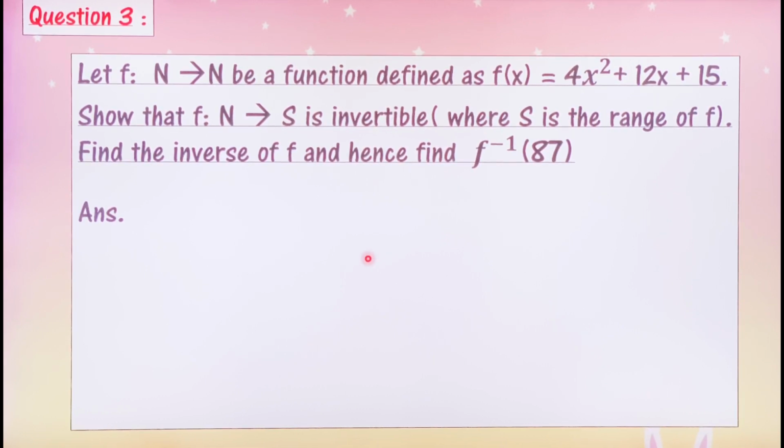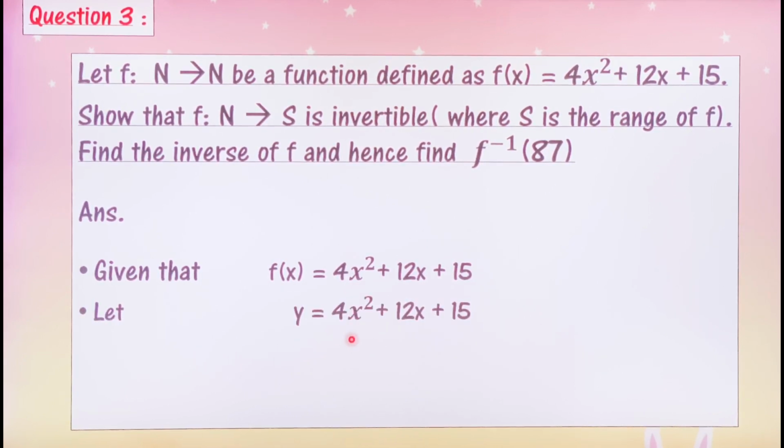According to the definition you have learned, if f is invertible, then g∘f is equal to Ix and f∘g equals Iy. Given that f(x) = 4x² + 12x + 15, let us take y = 4x² + 12x + 15. Now we get 4x² + 12x + 15 - y = 0. It is a quadratic equation.